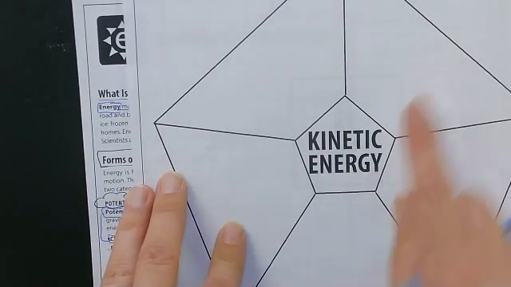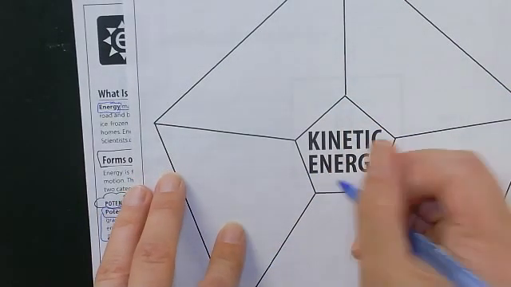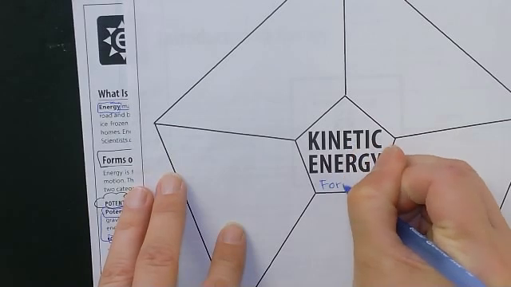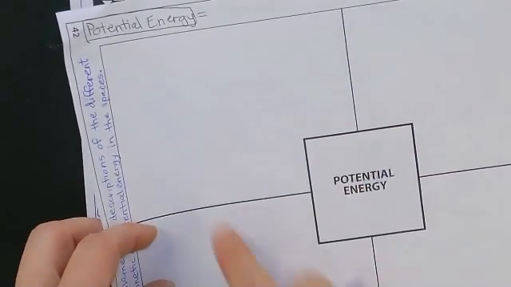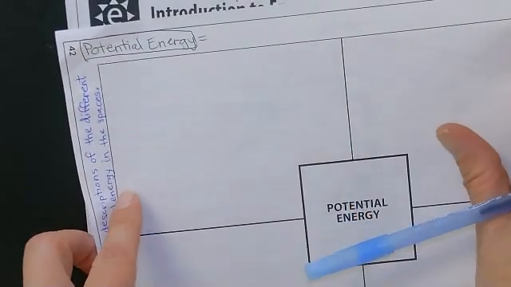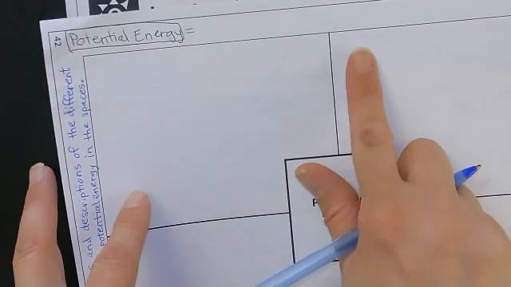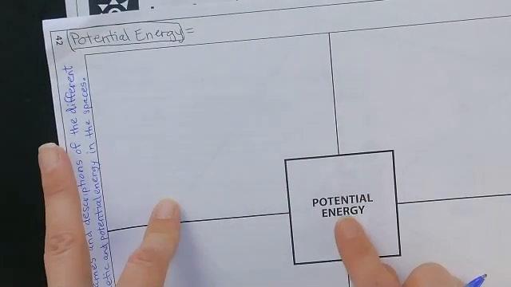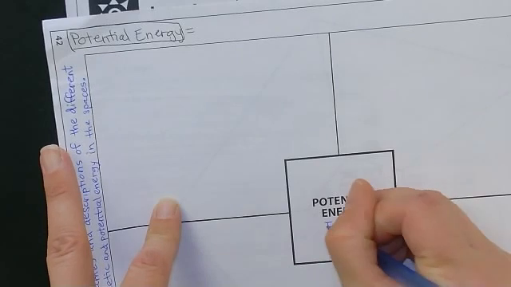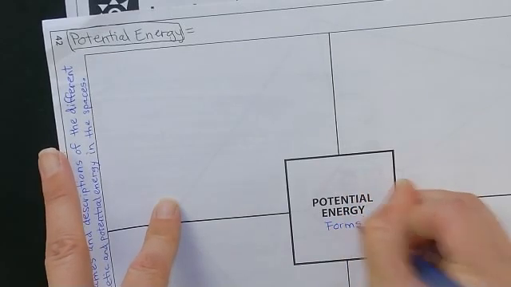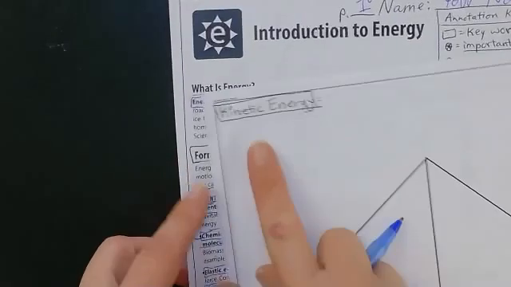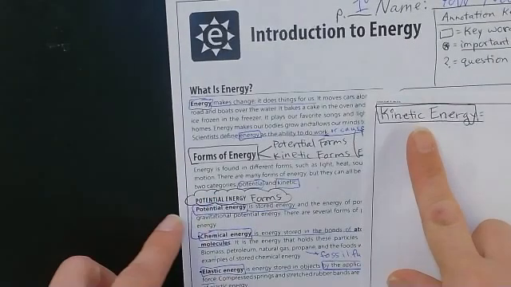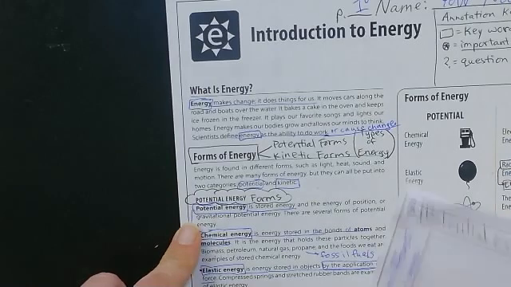Now, inside of each one of these different sections, you're going to write the name and definition of the different forms of kinetic energy. So we might say kinetic energy forms. And then in each of these four boxes, you're going to write the name and definition of the different forms of potential energy that you read about. So potential energy forms. I'll go ahead and do the first one for you.